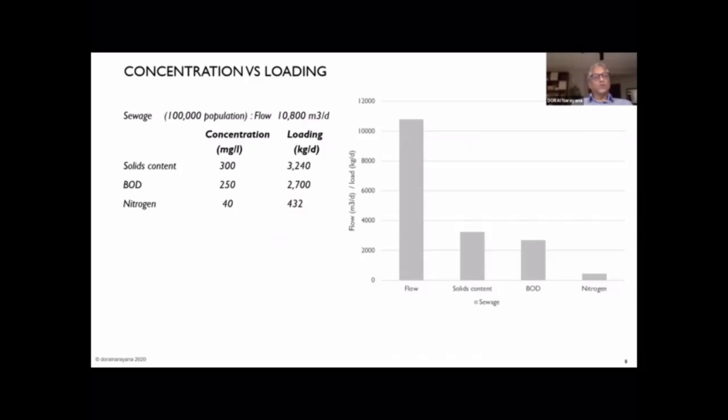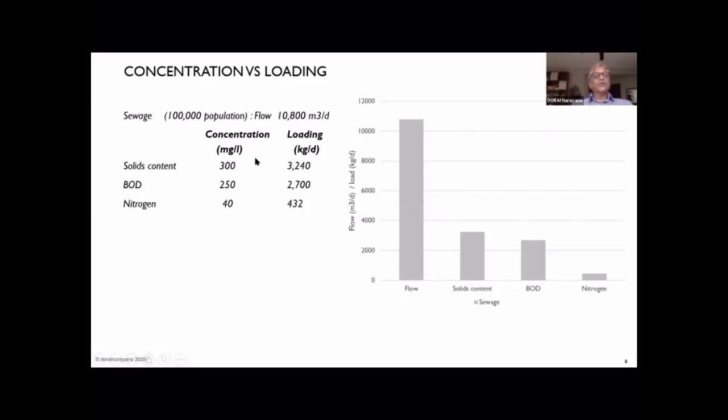Now let's look at these two concepts called concentration and loading. A lot of our parameters are given in terms of concentration: solids content 300 milligram per liter, BOD 250 milligram per liter, and so on. But when we convert it to loading, this is in kilograms per day. That's more meaningful because that is the load that your sewage treatment plant is going to handle, right?